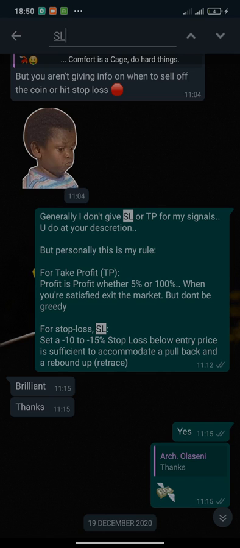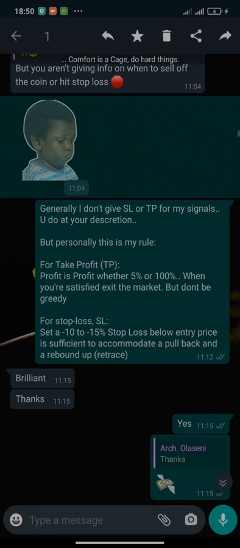Now, I've had issues with people before, right? Because before I used to give take profit and stop loss, and then some people would come back to complain that my stop loss was too small or too much, or my take profit was too high or too small. So I decided that the new rule is that everybody does what is good for them. I give you a signal, you target your profit yourself and set your stop loss yourself.